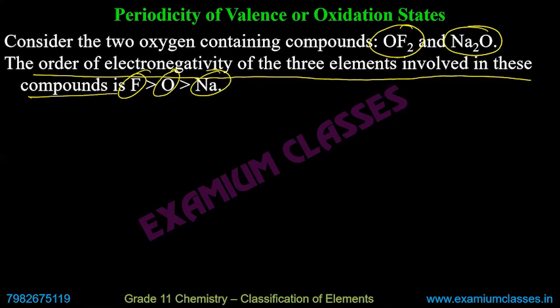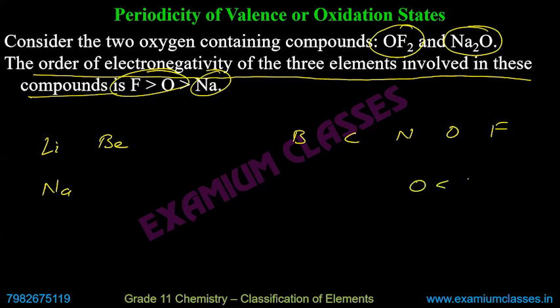Because you have lithium, beryllium, boron, carbon, nitrogen, oxygen, fluorine, and then here you have sodium. I'm not considering neon here because neon is a noble gas. When I compare fluorine and oxygen, fluorine is most electronegative, which means oxygen is less electronegative. So oxygen is less electronegative than fluorine.